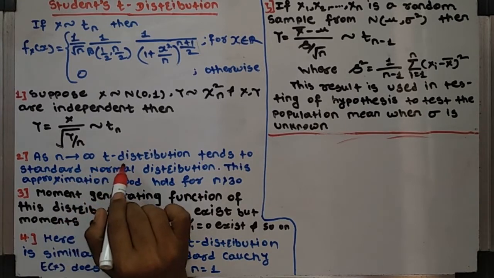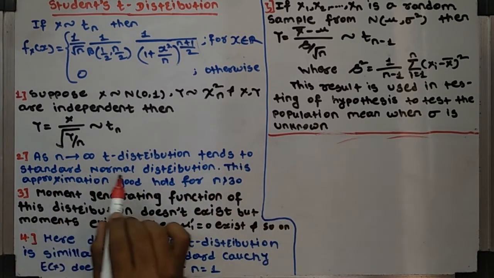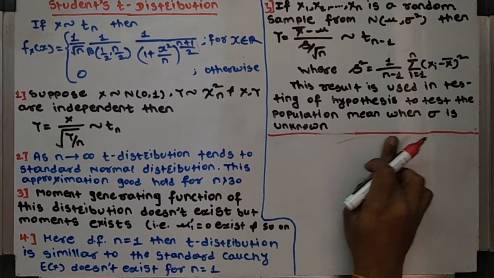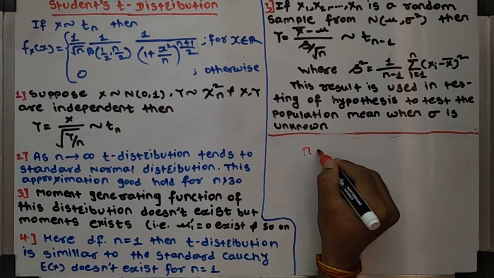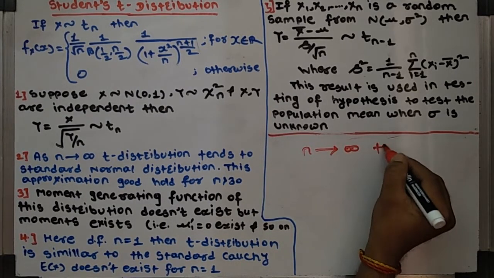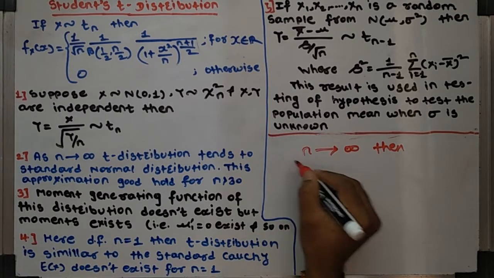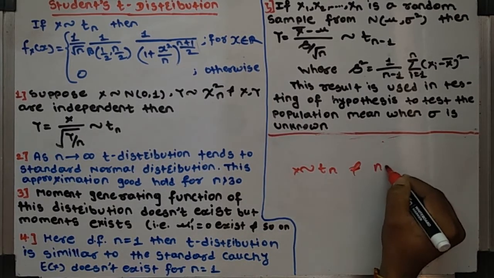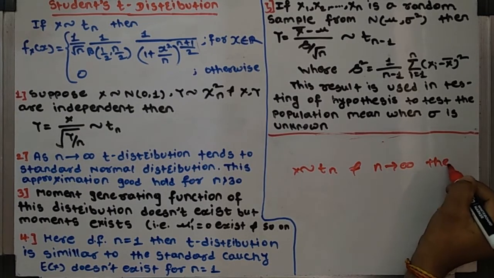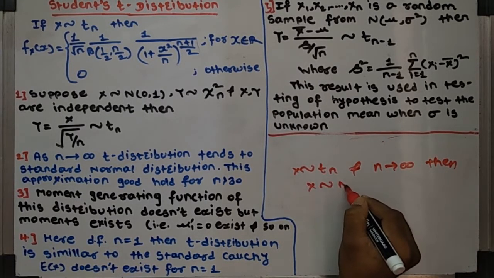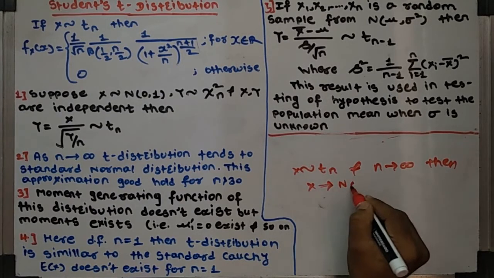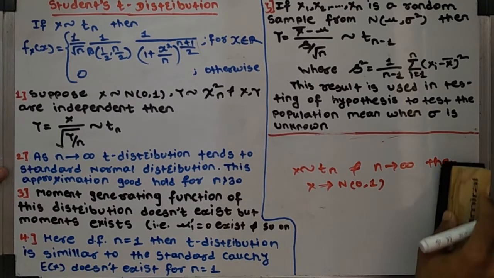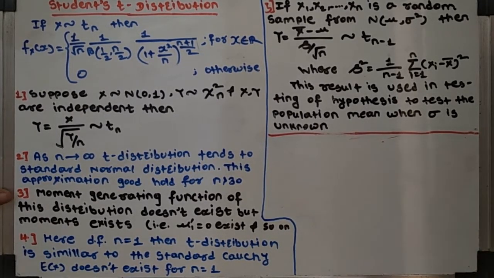Second is, as n tends to infinity, t distribution tends to standard normal distribution. This approximation holds good for n greater than 30. That is, here n is the degrees of freedom, and if x follows t distribution with n degrees of freedom and n tends to infinity, then x tends to normal 0 comma 1, that is standard normal. So this result holds good for n greater than 30.